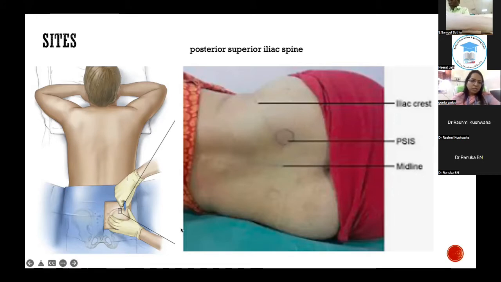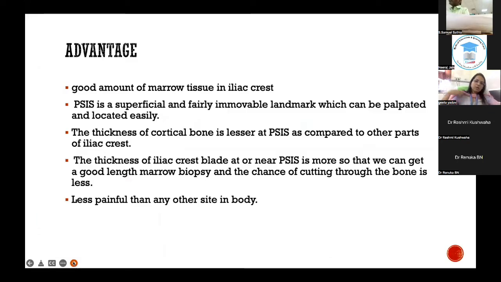So what are the advantages of this site? The advantage is there is a good amount of marrow tissue in the iliac crest, and the PSIS is a superficial and fairly fixed landmark which can be palpated and located easily. The thickness of cortical bone is less on the PSIS as compared to other parts of the iliac crest, and the thickness of the iliac crest blade is more, so we can get a good quality marrow biopsy, and fixation is very good at this position. It is slightly less painful, however all bone marrows are painful, so it is slightly less painful as compared to the other sites. And one very important advantage is that we can take aspirate and biopsy from the same site.